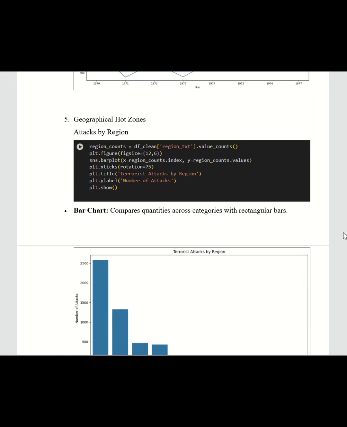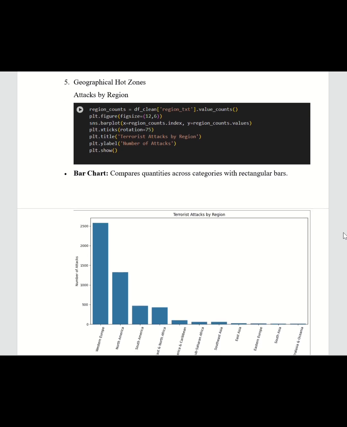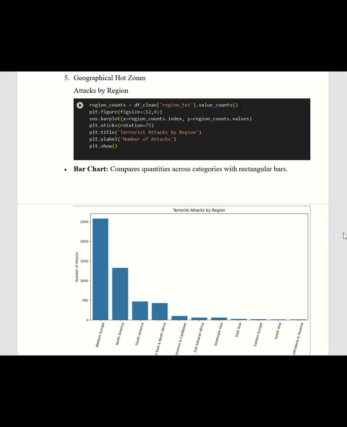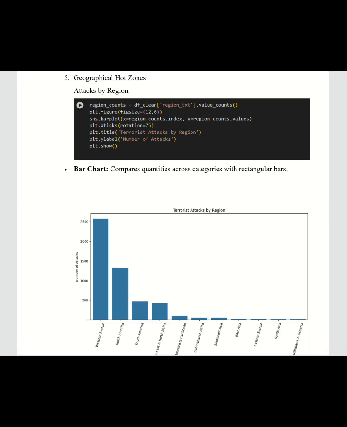Secondly, I have tried to find the geographical hot zones, basically attacks by regions. This is shown using a bar chart, which compares quantities across categories with rectangular bars. This bar chart shows the number of terrorist attacks in different regions. Western Europe had the most attacks, as you can see, followed by North and South America. Other regions like East and North Africa, Australasia and Oceania have very few or almost no attacks.